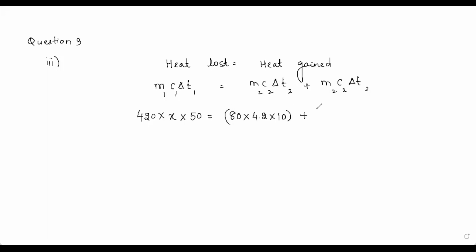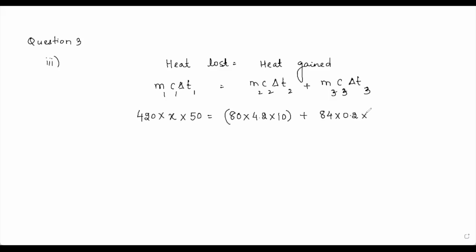Then the last term, M3, C3 and delta T3, that is for the copper calorimeter. Its mass is given as 84 grams. Its specific heat capacity is given as 200 joules per kg per degree Celsius. So we divide this by 1000 and this becomes 0.2. 0.2 multiplied by delta T3.